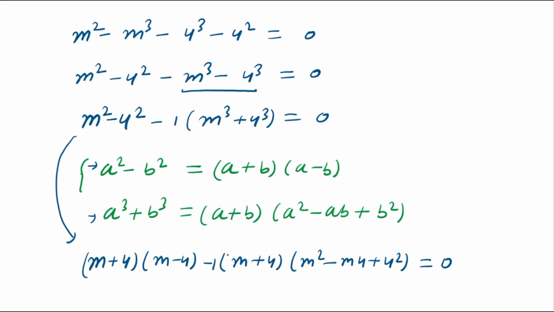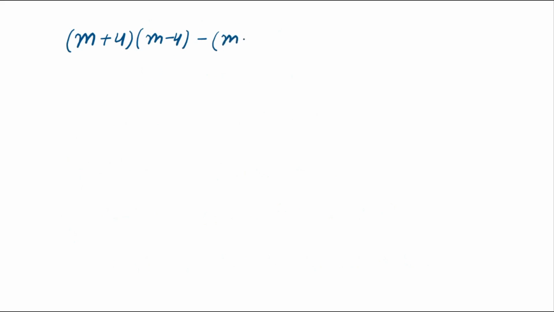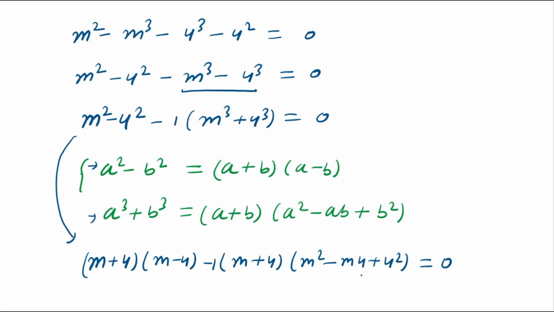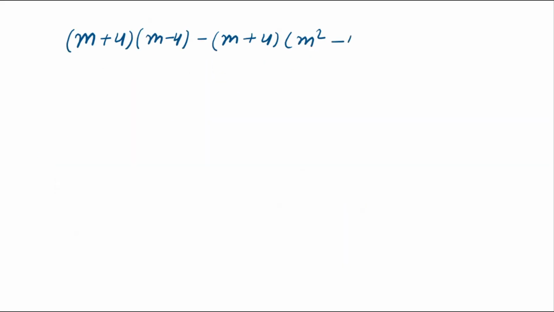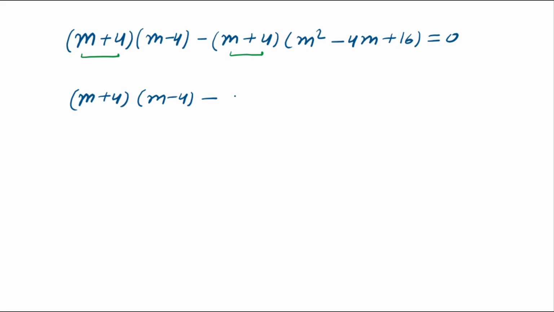(m plus 4) multiplied by (m plus 4) multiplied by (m square minus m times 4, that is 4m, minus 4 times m plus 4 square is 16) is equal to 0. Look carefully here, (m plus 4) is a common factor. If we take common (m plus 4), then you will get (m minus 4) minus (m square minus 4 times m plus 16), and this is equal to 0.